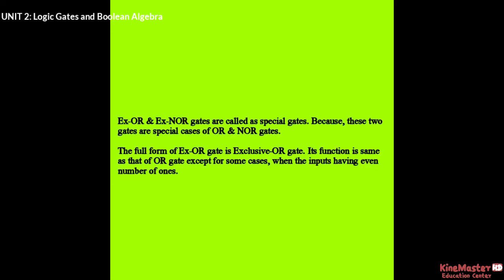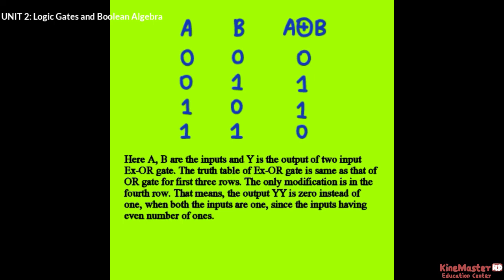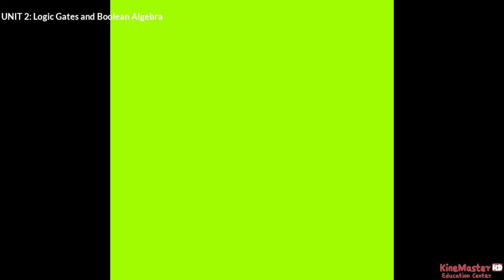EX-OR and EX-NOR gates are called special gates because these two gates are special cases of OR and NOR gates. The full form of EX-OR gate is exclusive OR gate. Its function is the same as that of the OR gate, except for the cases when the inputs have an even number of ones. Here A, B are the inputs and Y is the output of a two input EX-OR gate. The truth table of the EX-OR gate is the same as that of the OR gate for the first 3 rows. The only modification is in the 4th row. That means the output Y is 0 instead of 1 when both the inputs are 1, since the inputs have an even number of ones.